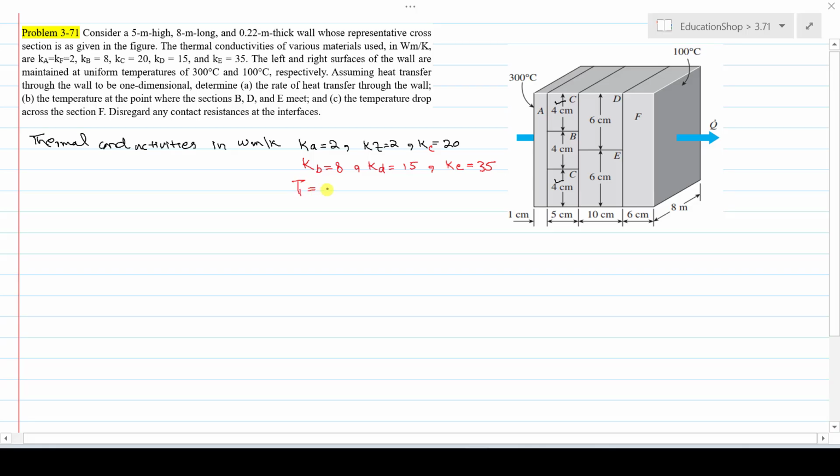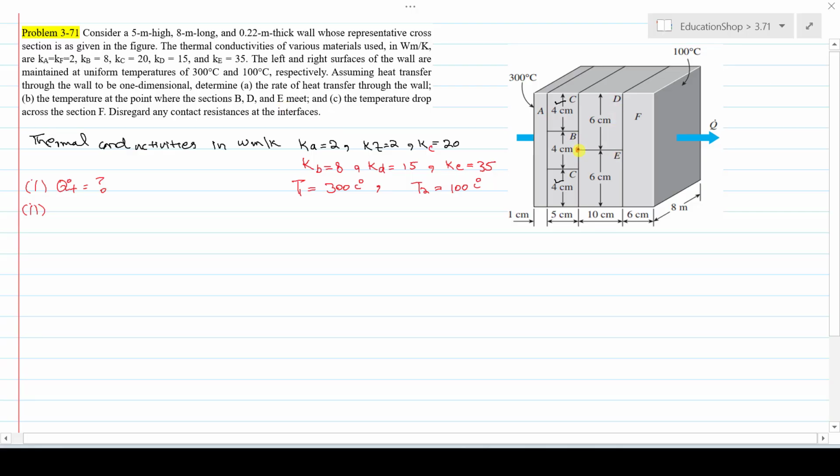Temperature T1 is 300 centigrade and the temperature on the other side, T2, is 100 centigrade. So in the first case we need to calculate the heat transfer through the wall, the total heat transfer. In the second case, it is asking about the temperature at the point where sections B, D and E meet.